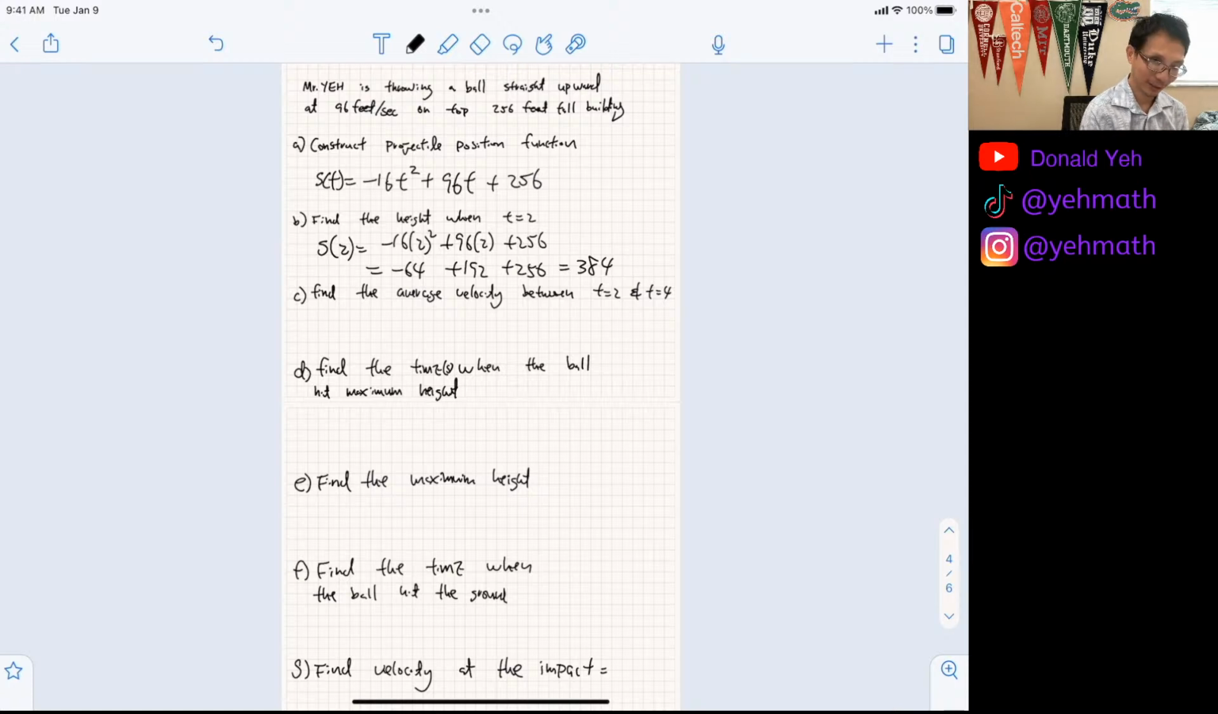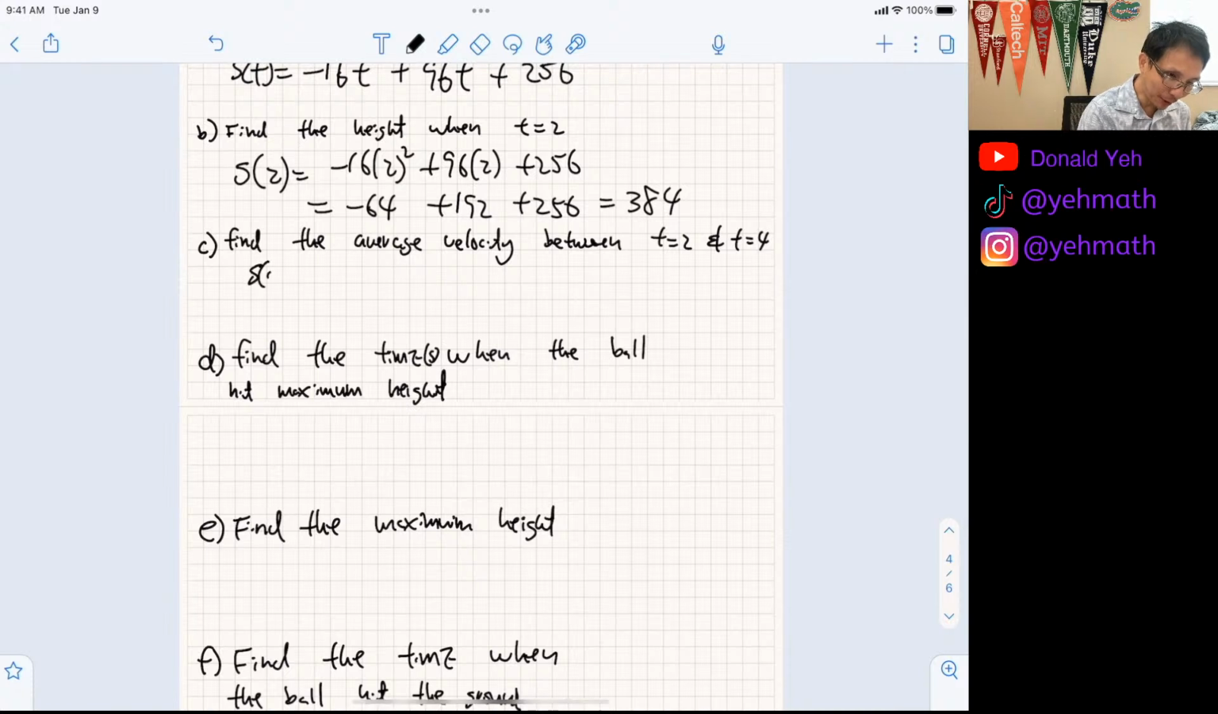Is it for C? Is it 45? It's actually a 0. It's s of 4 minus s of 2 over 4 minus 2. Nothing to do with velocity. But if you plug in 4, I think you're going to get 384 minus 384 over 2. That's actually 0. But how can average velocity equal 0? If you think about it, can it happen? How did you get 384? If you plug in 4, it's going to get 384. I did it before, so you can double check my math though.